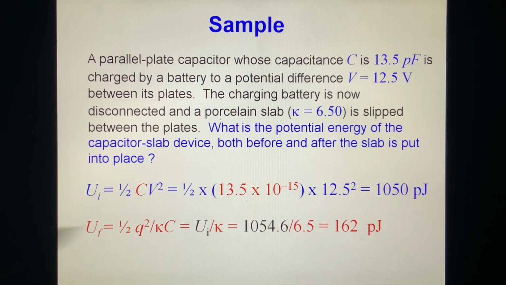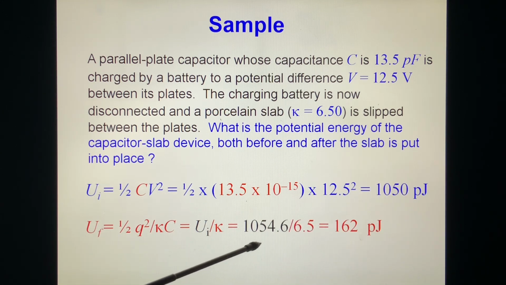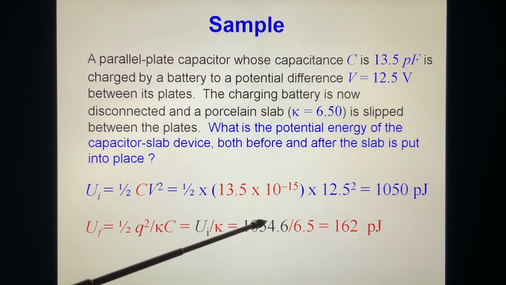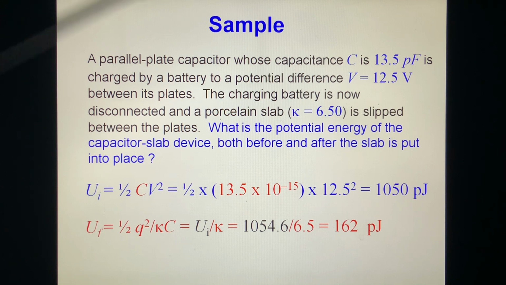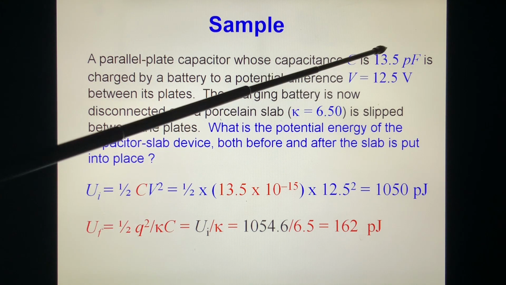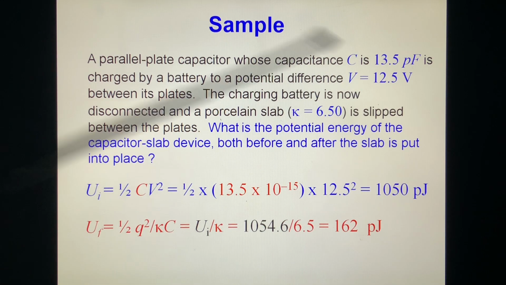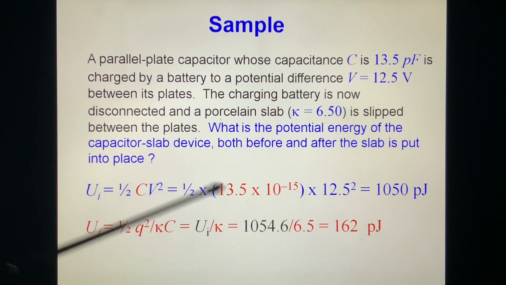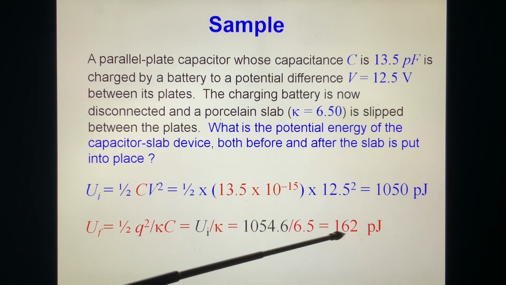Someone might notice that the answer here is 1050, and when we use the calculation, we get a slightly different number. What happened? Because the number of significant figures in this question is 3, we drop the extra digits. But when you do the calculation, we put more digits inside. You get 162 picojoule.